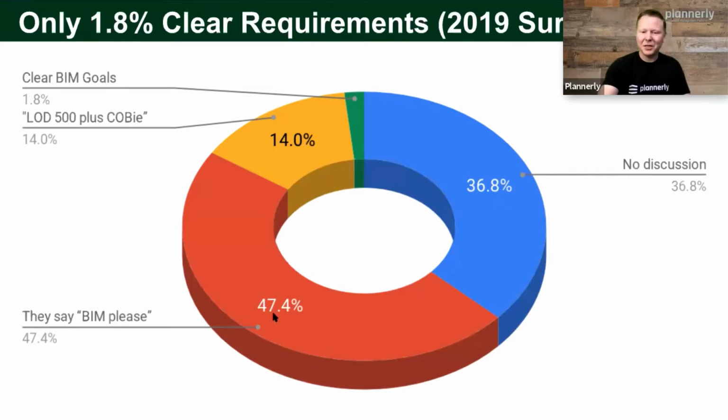Yep, absolutely. So we've got this big problem of not having clarity. And then almost on the other end of the scale, where we do have clarity, is only 2%, 1.8% of the projects that we work on. That's a big problem. If we have millions and billions of euro, dollar, pound, yen going into design and construction, and there are no clear goals on exactly what we're trying to get from BIM.